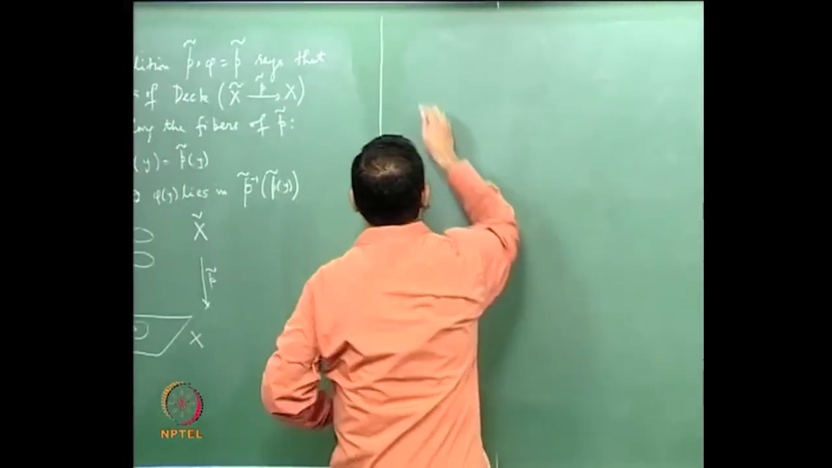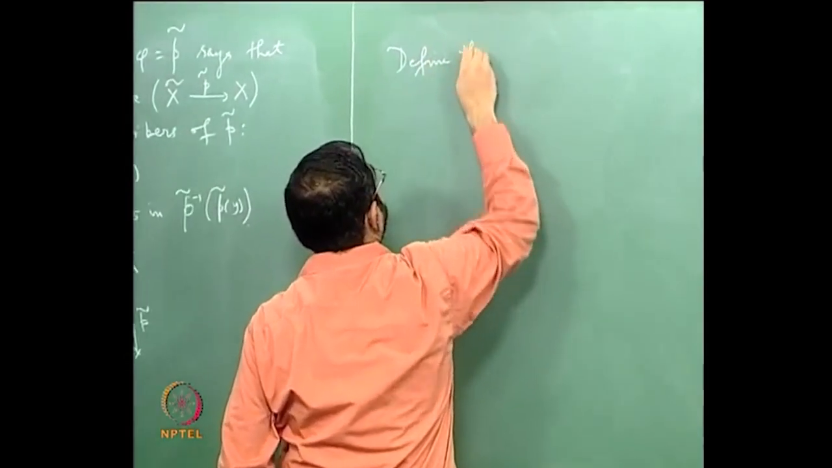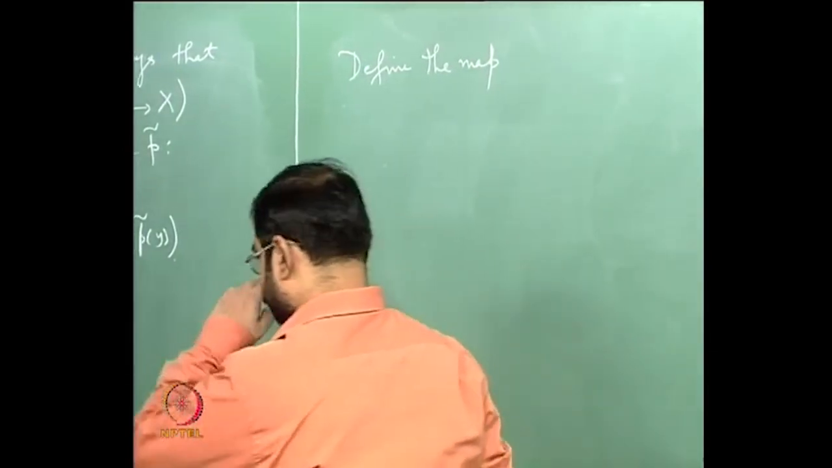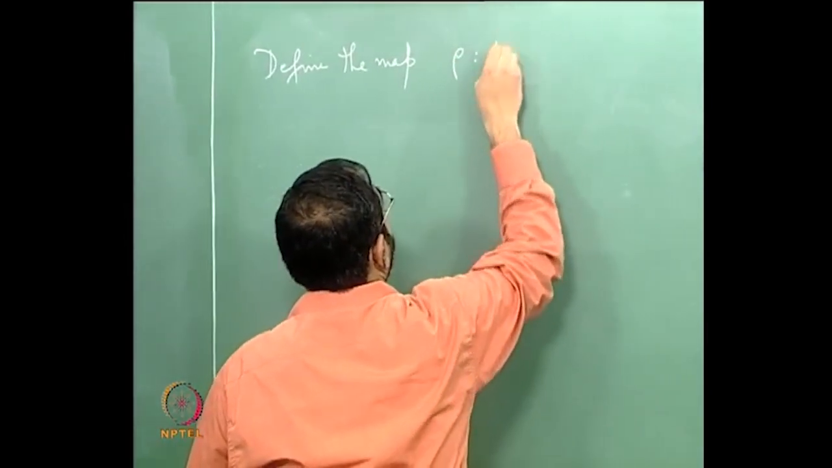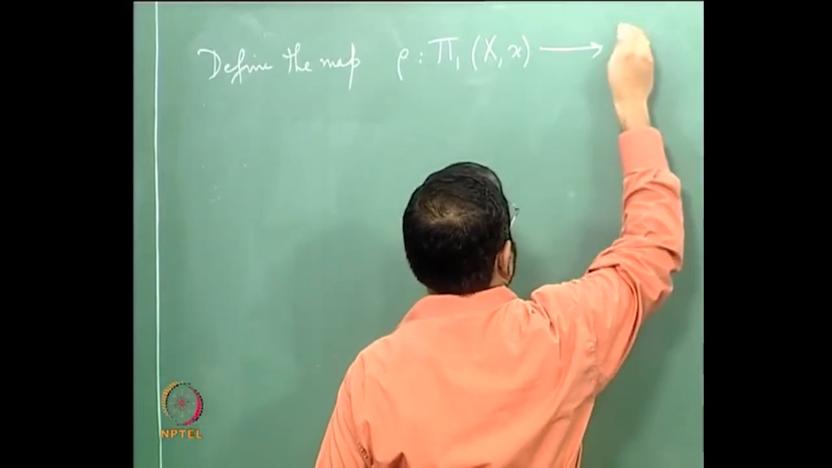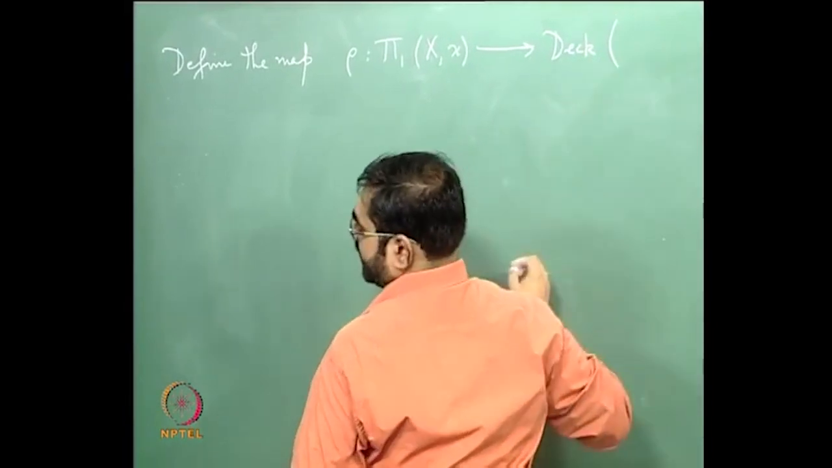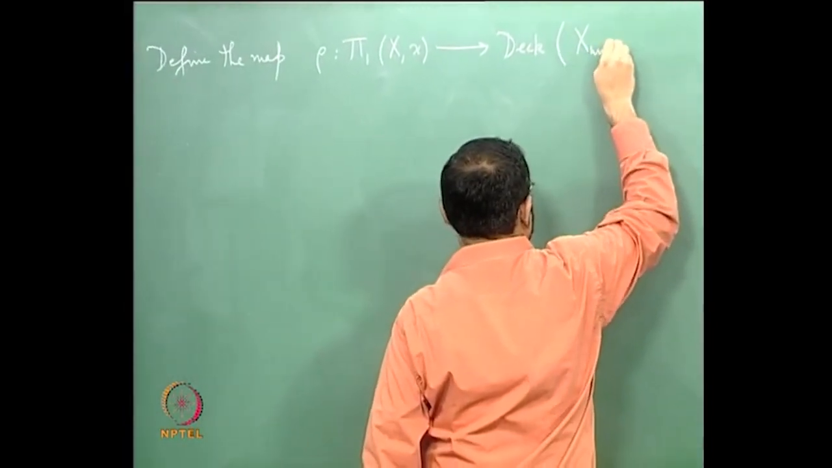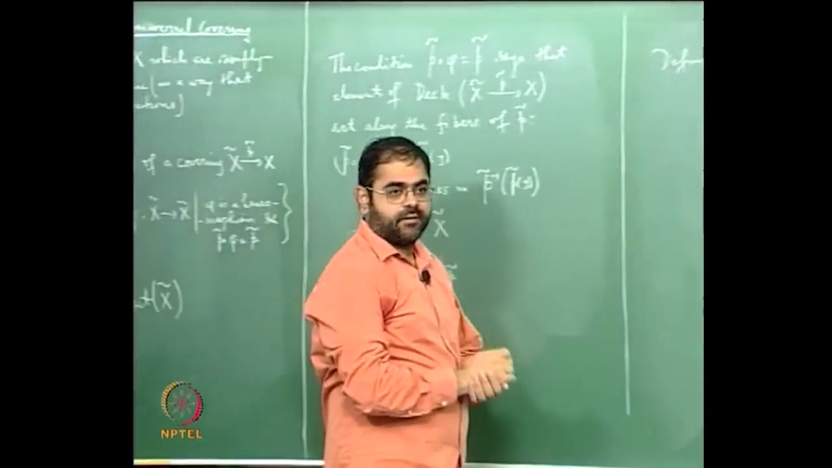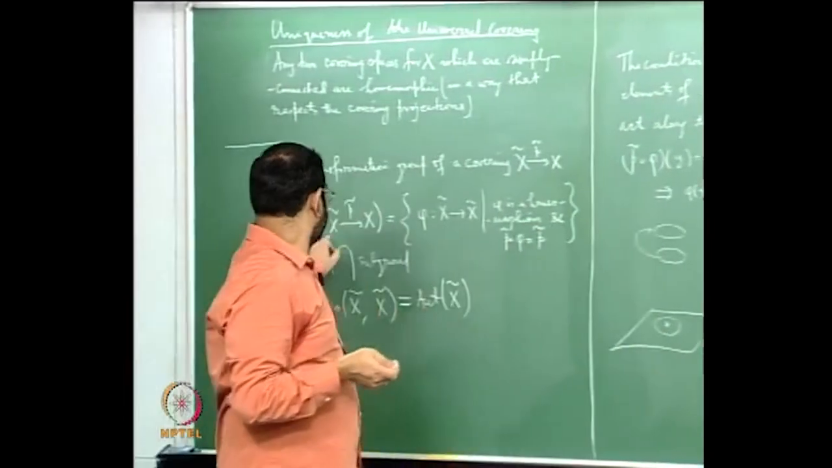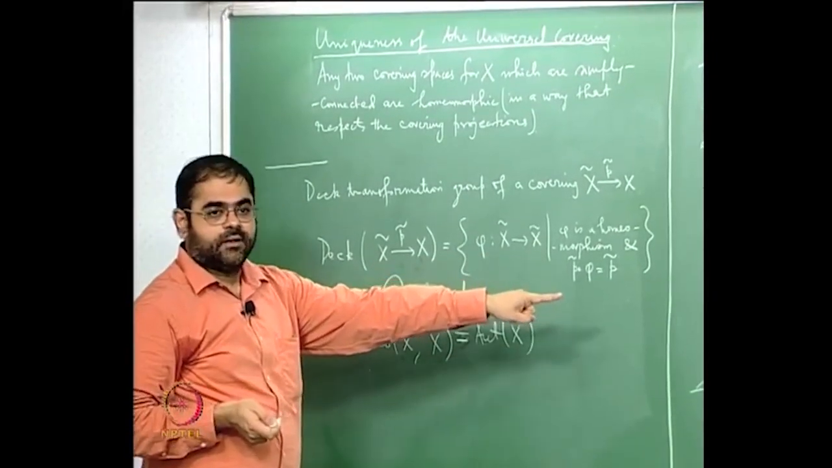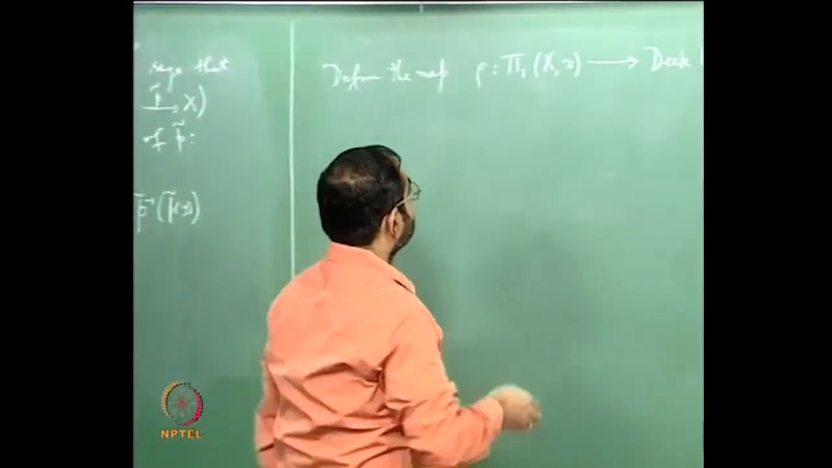So define the map. So here is the map rho, from the fundamental group of capital X based at small x to the deck transformation group of, so I am now going to take the universal cover that we constructed. I am going to define this map, okay. So of course what I have said here is the deck transformation group of a general covering, okay. I am now going to restrict to the case of the universal cover, okay. So what is this map?